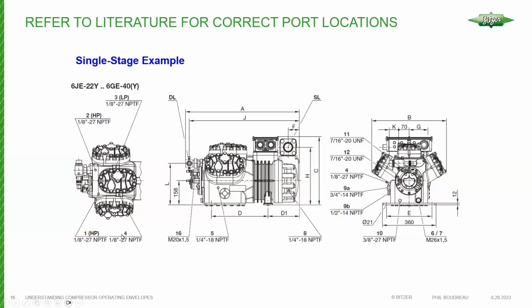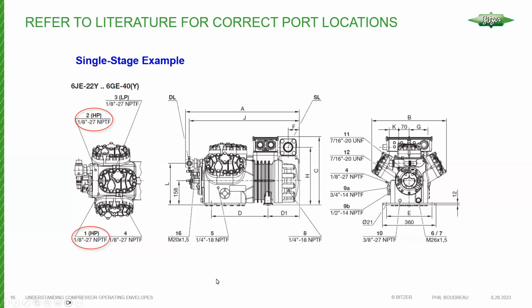For the actual port locations, you can refer to the drawing for the compressor. So in this case, we have a 6-cylinder compressor. This is a range of 6-cylinder compressors here. And you'll note that there's a low pressure port shown here. And in the case of the high pressure, there's actually 2 ports showing.